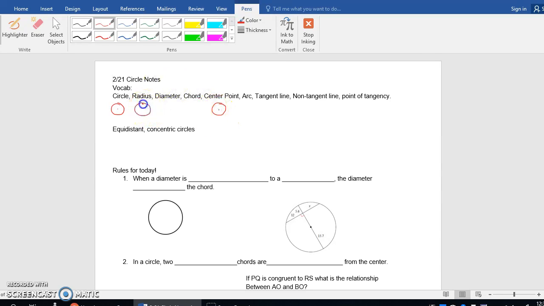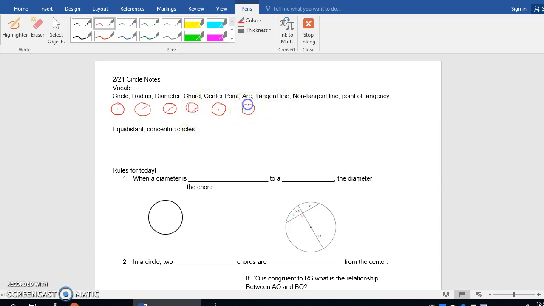Then we've got a radius. A radius goes from that center point to the outer edge of the circle. A diameter goes through the center point from one edge to the other. A chord goes from one edge to the other of a circle anywhere. It can be a diameter, but it doesn't always have to be.